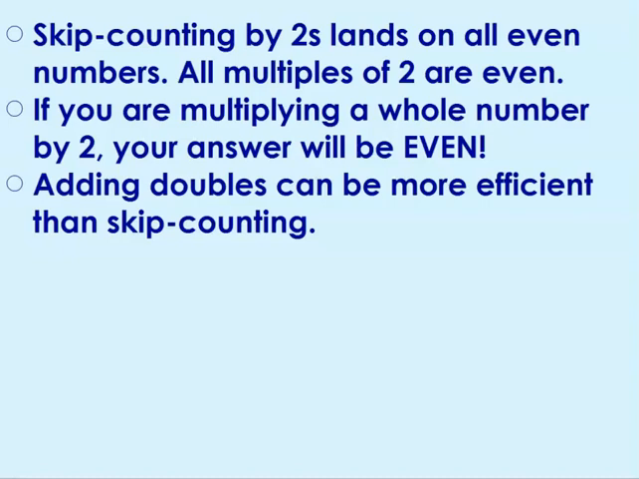I also noticed that when I'm looking at the skip counting chart, it could take a very long time to skip count by twos to get to some of these greater numbers. So adding doubles can be a more efficient strategy than skip counting by twos.